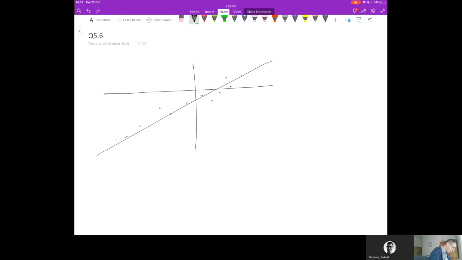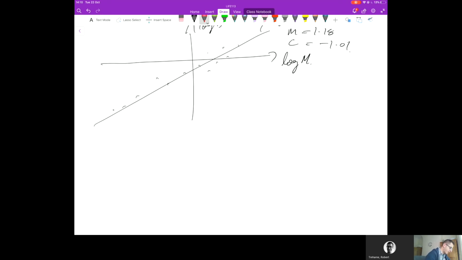Okay, this was the log of the brain weight, let's call that log B, and this was the log of the body mass. I have extracted a line of best fit of y equals mx plus c, where m is equal to 1.18 and c is equal to minus 1.01. Let's write that equation out explicitly. I'm going to do it in red because that's how important it is.